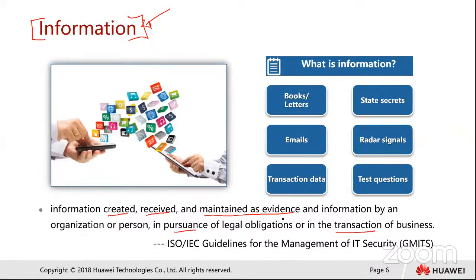The information that we can keep as evidence, the information that people, organizations are going to use when they are pursuing legal obligations, all in our day-to-day transactions of our businesses. When you look at the ISO or the IEC guidelines of management of information technology, this is how they describe the information. And these guidelines, we're going to look at them in detail and try to understand why are they even important to us as security engineers. So what is information?